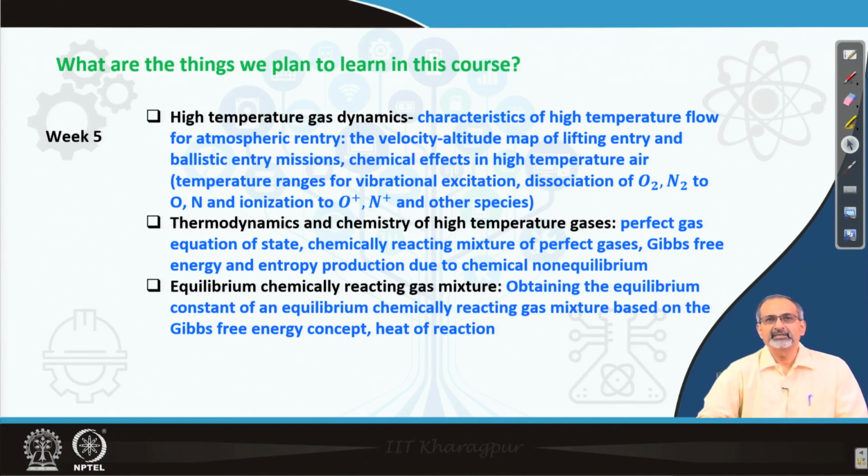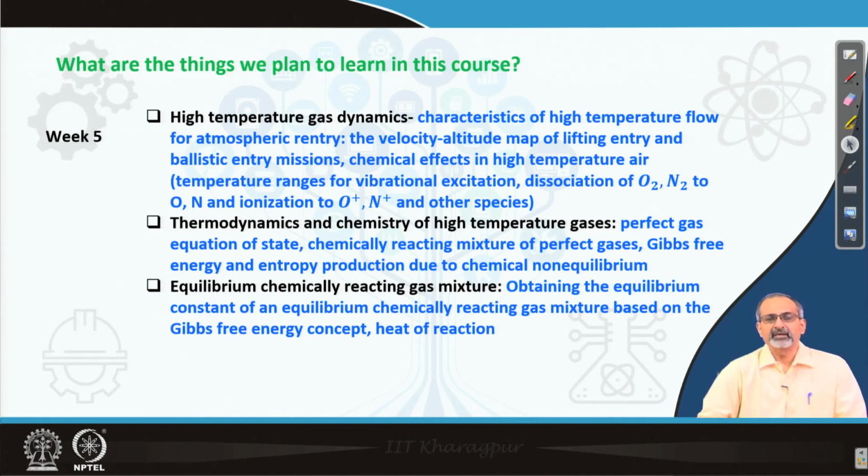So, temperature ranges for vibrational excitation, dissociation of oxygen and nitrogen in molecular form to their corresponding atomic forms, and ionization of the respective atoms into their ionic forms O plus, N plus, and other species have to be accounted. Thermodynamics and chemistry of high temperature gases need to be studied. So, we will revisit perfect gas equation of state in its different forms, which will be useful for us.